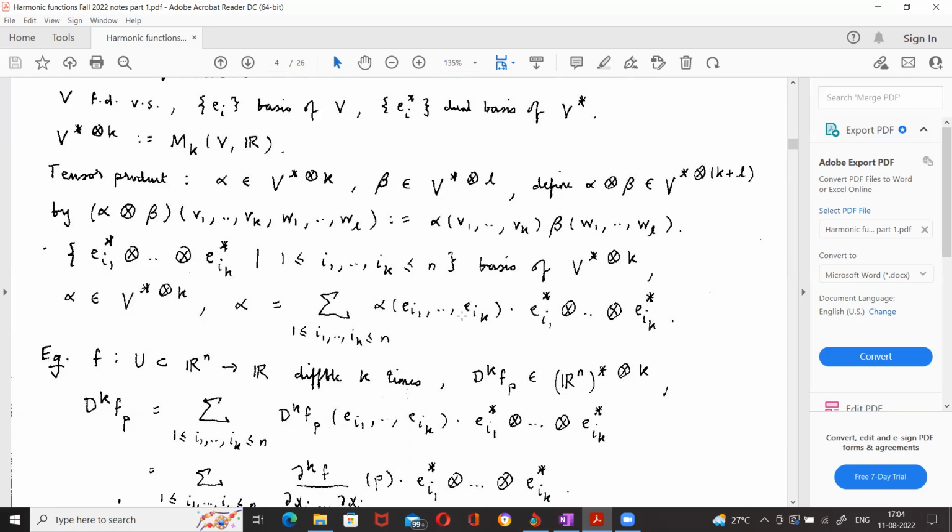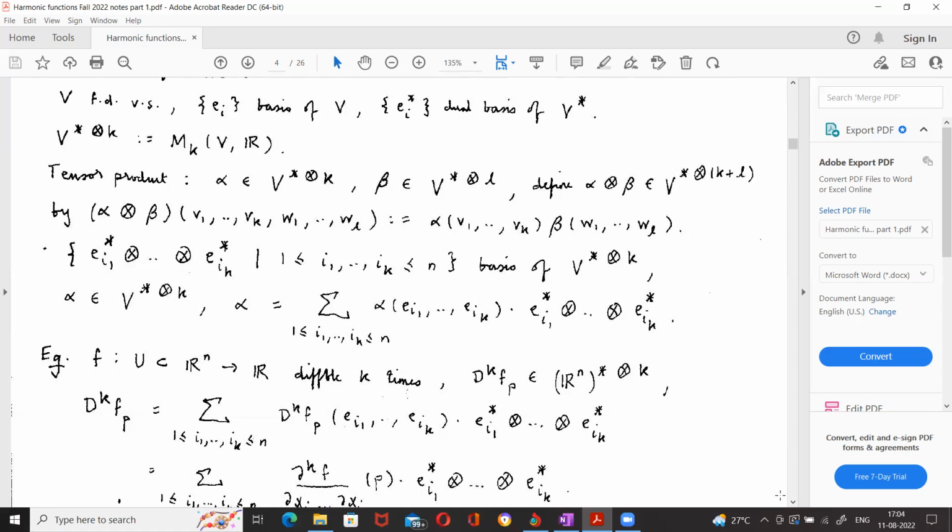This is not hard to show. All you have to show is that the left-hand side and the right-hand side are both multilinear functions which take the same value when applied to a k-tuple of the basis vectors, say e_{j_1} up to e_{j_k}. If they take the same values on k-tuples of basis vectors, then by multilinearity they're equal. So this is not hard to show.